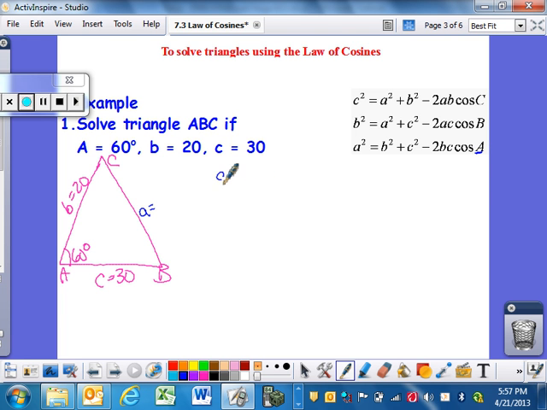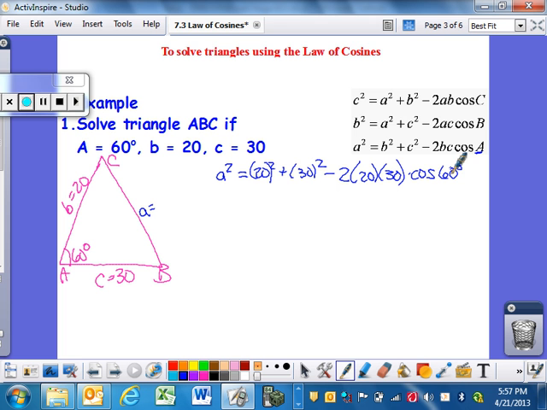So dump it in. A squared equals, do I know side B and side C? I do. So it's 20 squared plus 30 squared. Then what? Minus 2 times those two side lengths we just talked about, times the cosine of angle A, which is 60 degrees. Alright, and now you just have to solve.